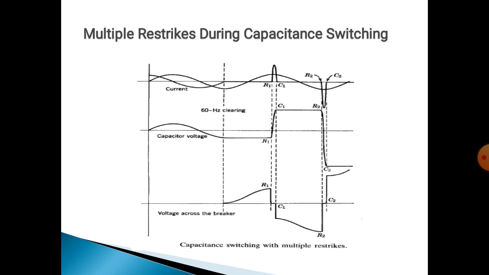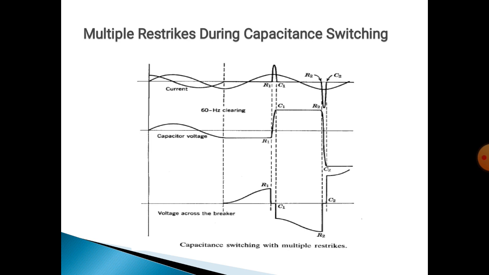Next, capacitance switching with multiple restrikes. In this diagram, R2 represents the sequential restrike and C2 represents subsequent clearing. This sequence is idealized and to some extent oversimplified. In this circuit, some capacitance will exist on the source side of the circuit breaker, which will introduce high frequency disturbances. When multiple restrikes occur, it is possible for a voltage of 4 per unit to be developed across each switch at a point which is often overloaded.